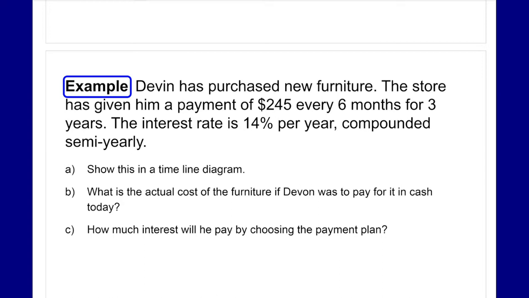Similar to when we looked at annuities for the future value, we want to create a timeline diagram and then work from there, figuring out what is the actual cost of the furniture, because these payments have the interest already included in them. They've already calculated the interest, and then they've created these payments for Devin. So we're going to use a timeline diagram, figure out the actual cost if he was to pay for it today without going on that interest rate plan, and then look at how much interest he did have to pay by choosing that plan.